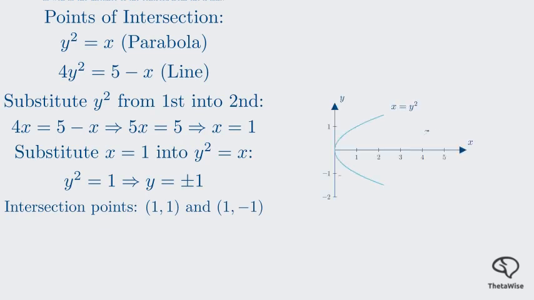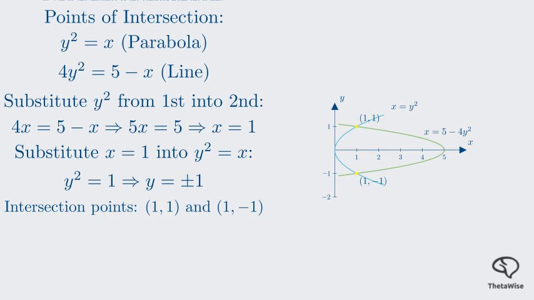Now let's sketch the area. The graph y squared equals x is a parabola opening to the right. The equation 4y squared equals 5 minus x, or x equals 5 minus 4y squared, is also a parabola opening to the left with its x-intercept at (5, 0).